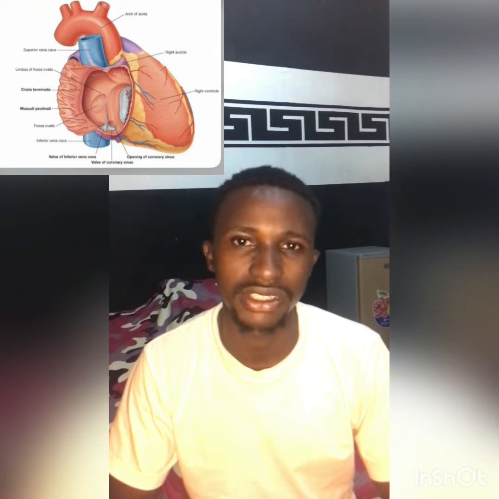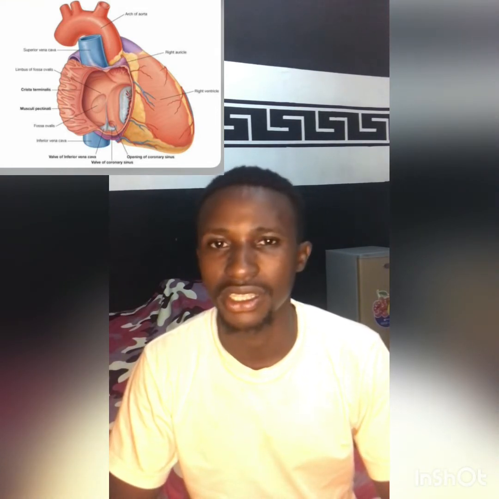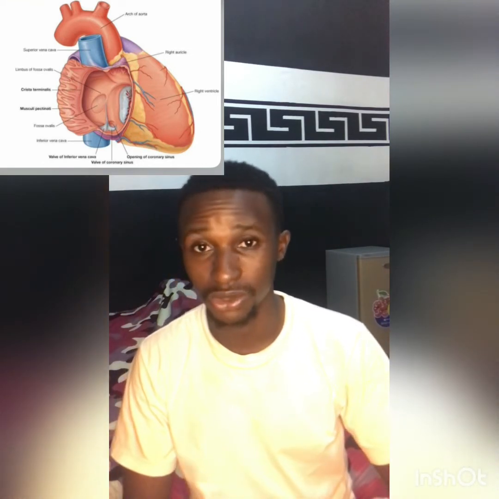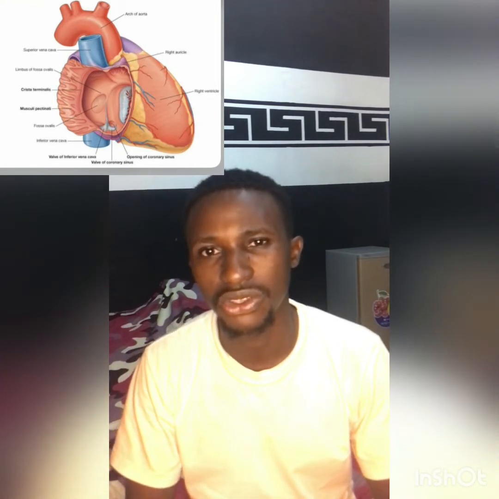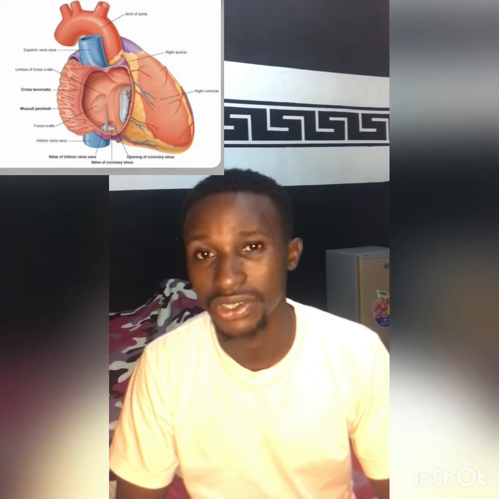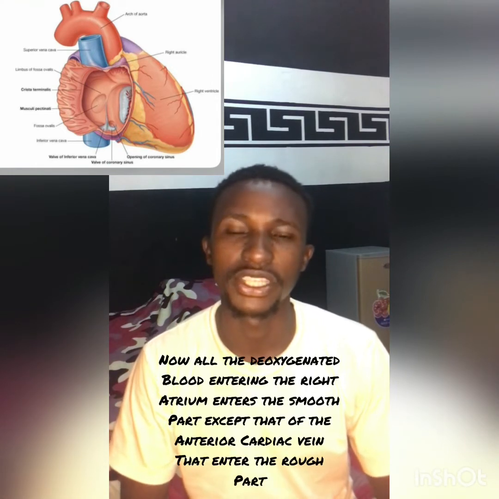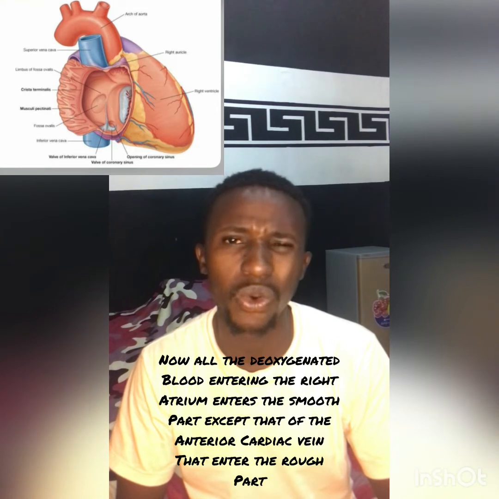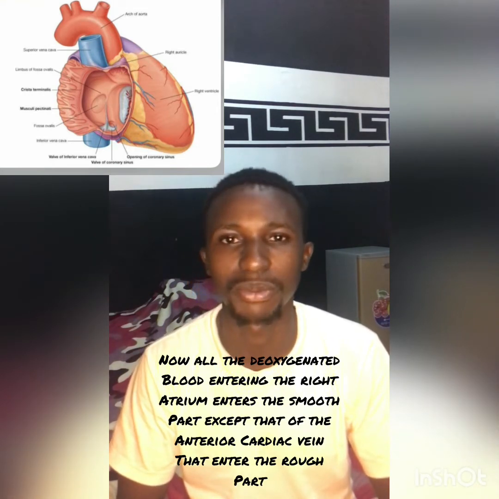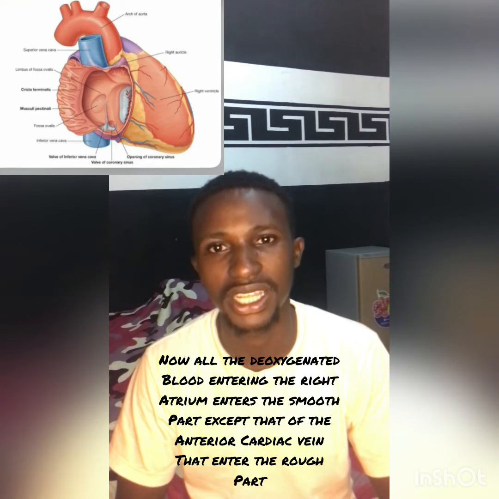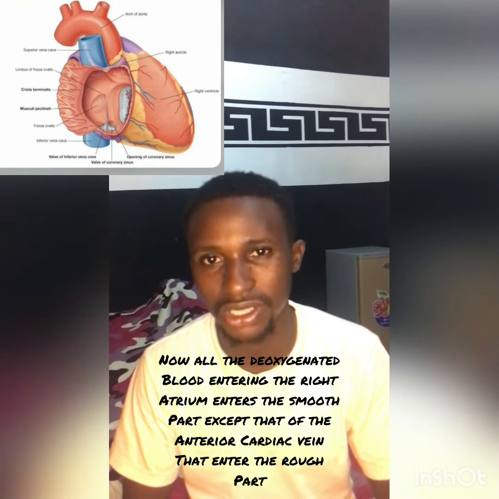Now, after knowing that, it is important that you know this point, that the deoxygenated blood is in the right side of the heart, whereas oxygenated blood is in the left side of the heart. Now, all the deoxygenated blood coming from all parts of the body enters into the right atrium. Now, they go to the posterior parts of the right atrium, not the anterior part. Only one vein takes blood to the anterior part of the right atrium, which we refer to as the anterior cardiac vein. So just know this point.